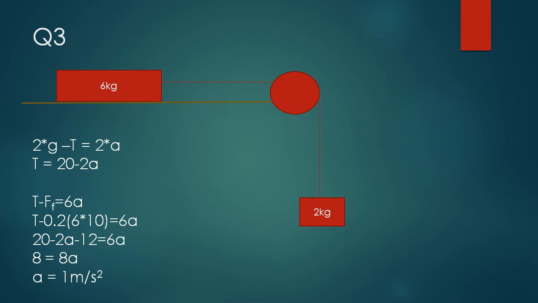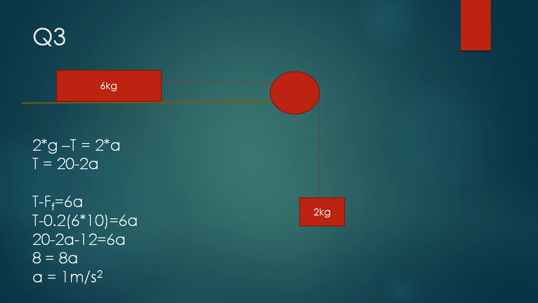So we know that the friction force is the normal force times the coefficient of friction. The normal force in this case would equal the gravitational force, which is 6 times the acceleration of gravity. So if we write the equation, we would have the tension minus the friction force equals 6 kilograms times the acceleration of the system. If we replace the frictional force with the coefficient of friction times the normal force, we get tension minus 0.2 times 6 times 10 equals 6 times the acceleration of the system.